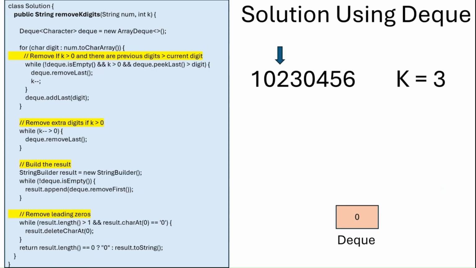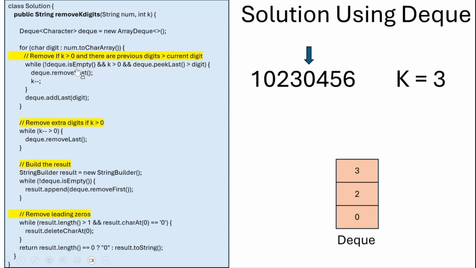Now for 2, it will not go inside this because the previous visited digit is 0, which is not greater than 2. So we'll not remove from Deque. We'll push the 2 to Deque. Then we'll go to the next digit, which is 3. It will be pushed to the Deque again because it will not go into the while loop. We are now visiting the 0 digit.